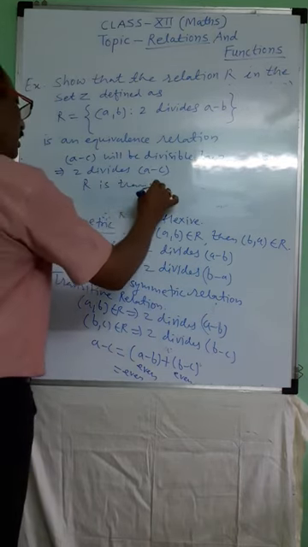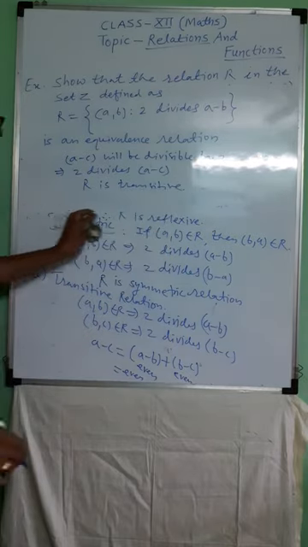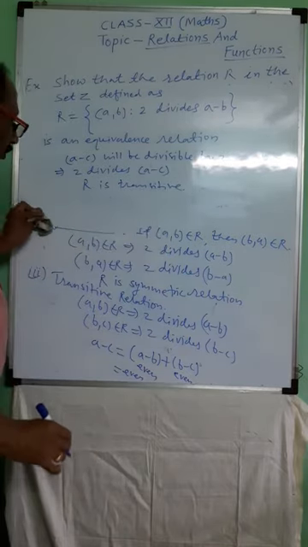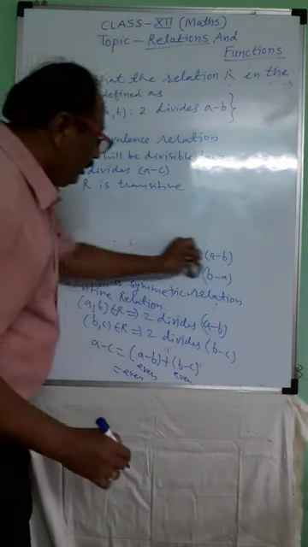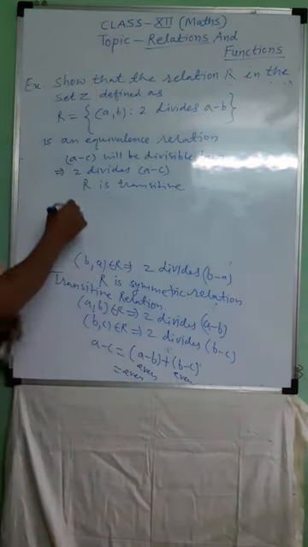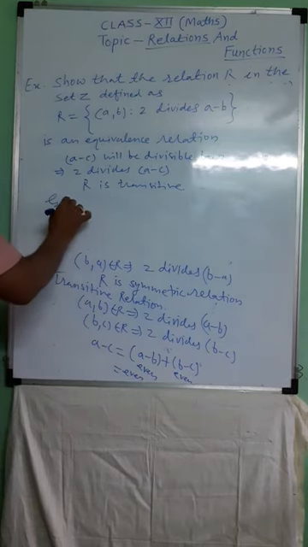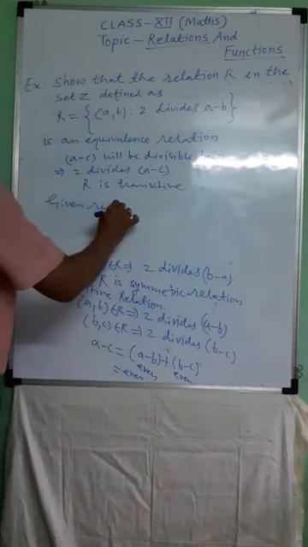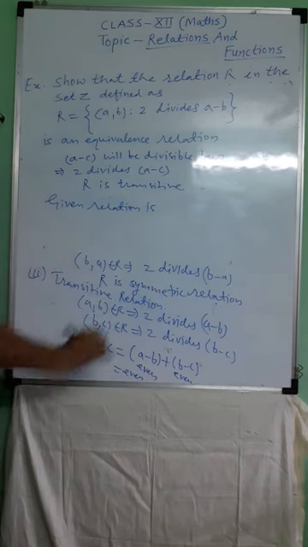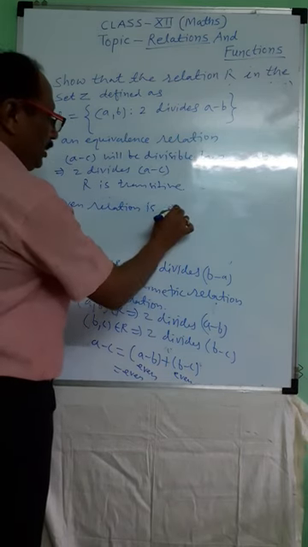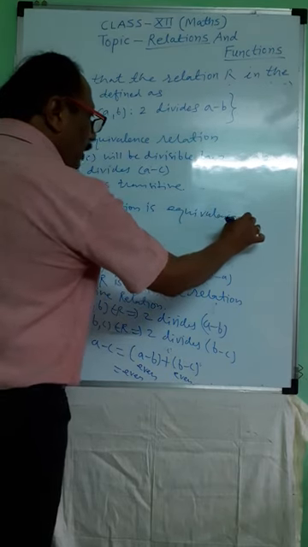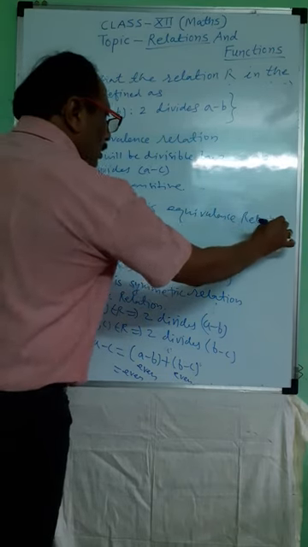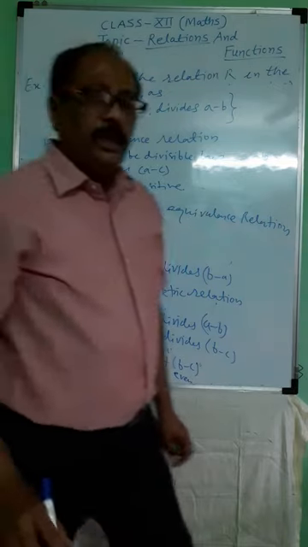Relation R is transitive. Then if the relation is reflexive, symmetric, and transitive, it is obvious that the given relation is an equivalence relation.